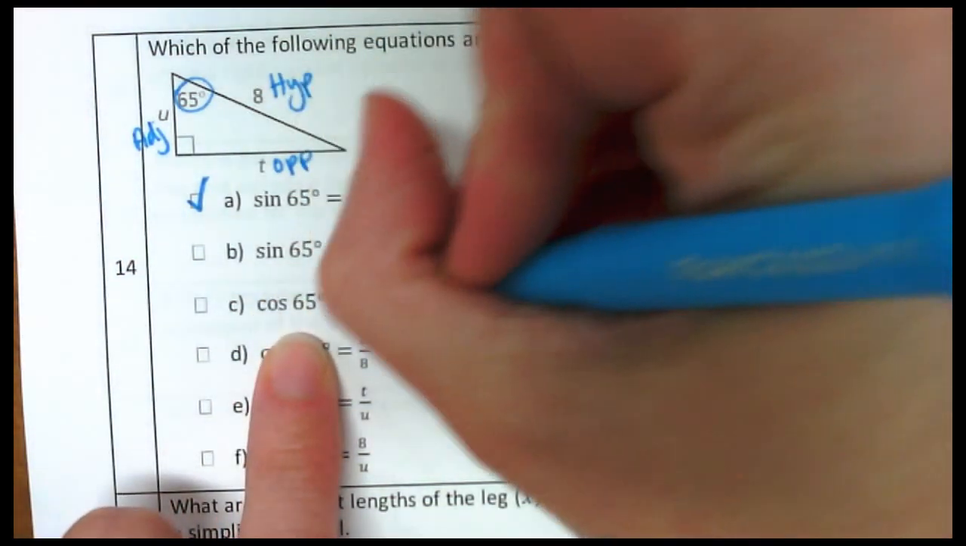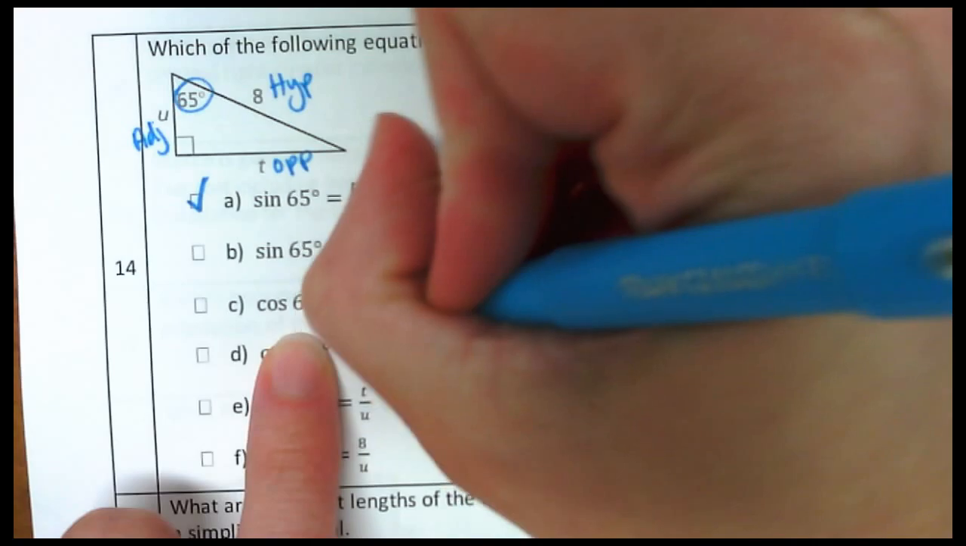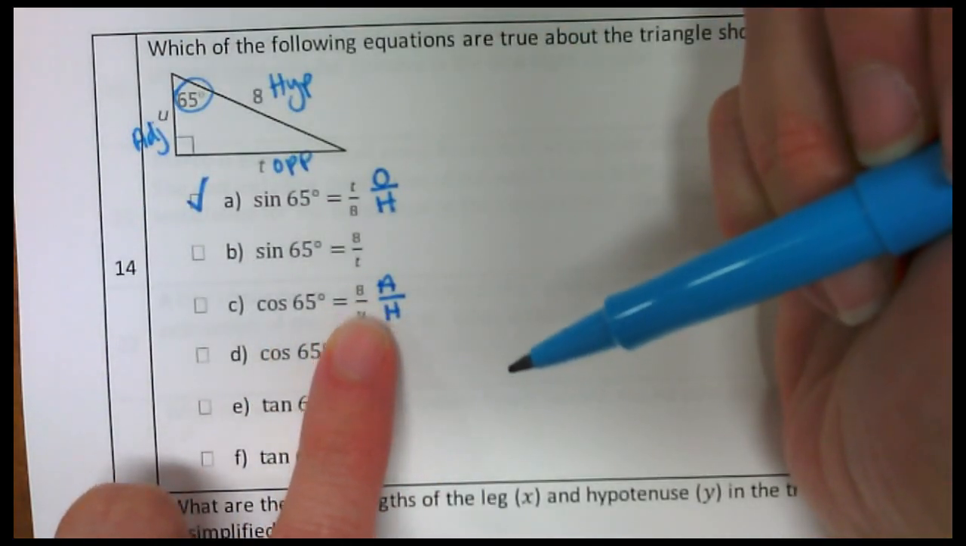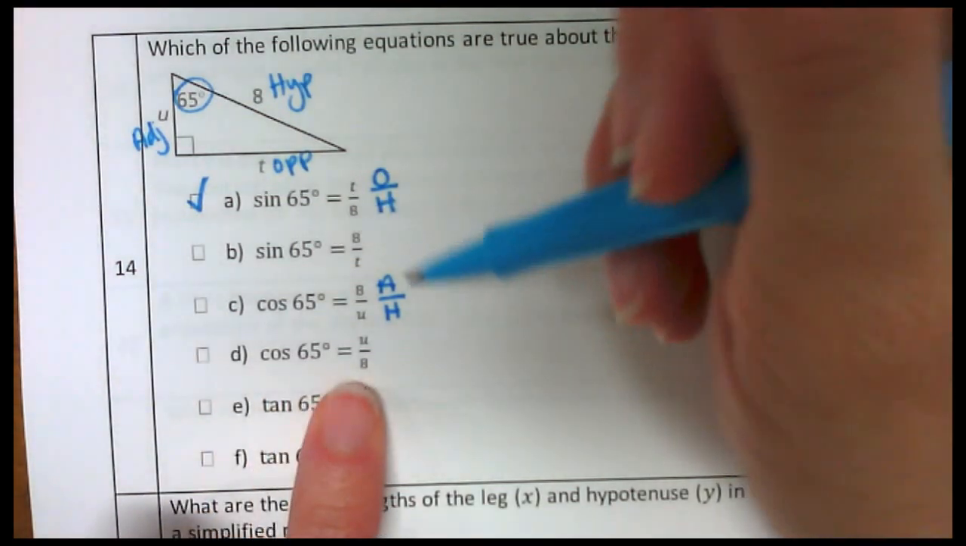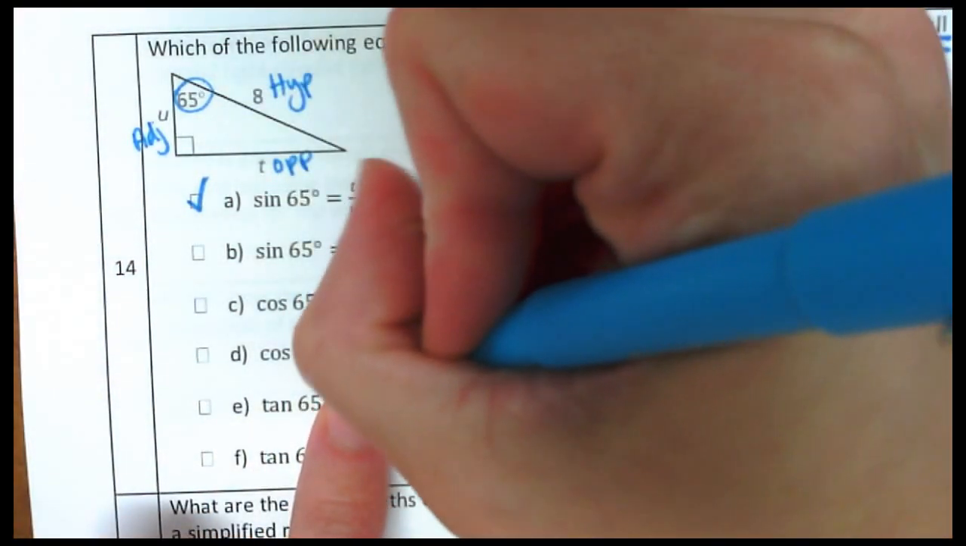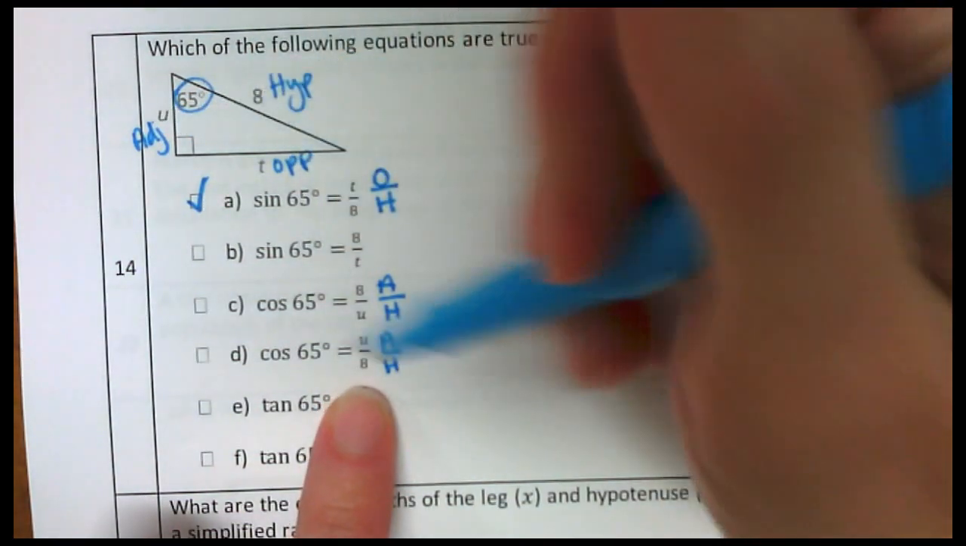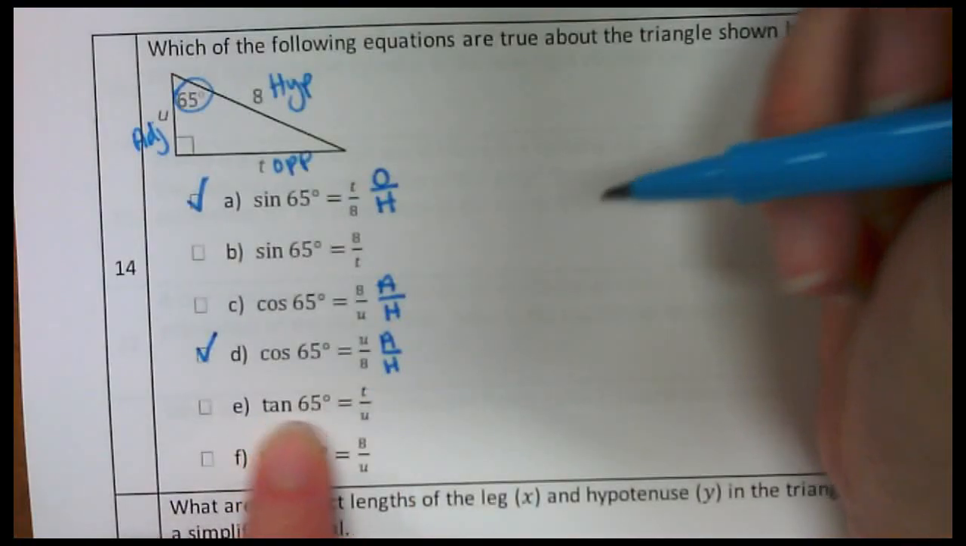This says cosine. Cosine is supposed to be adjacent over hypotenuse. They put the hypotenuse in the top, so that is wrong. For the next one, cosine, adjacent, which is u, that's correct, and hypotenuse, which is 8, that one is correct.